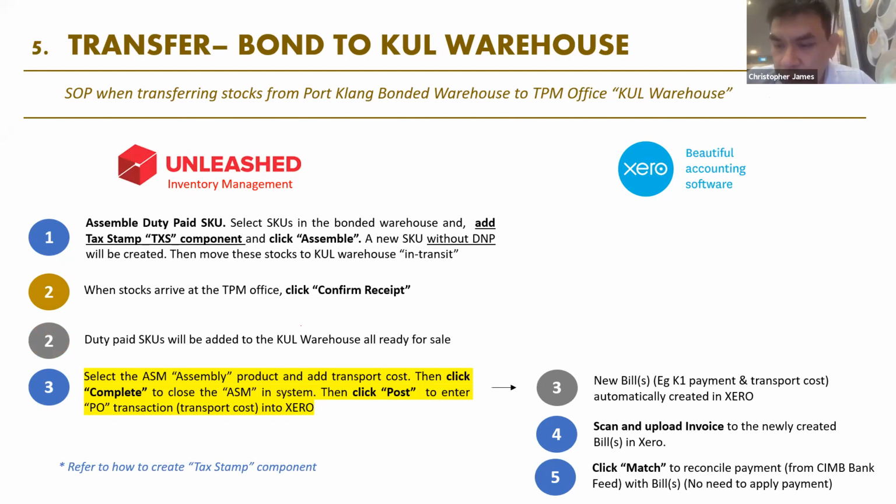What you have to do, Adeline, is to assemble the stock. Assemble means what? The stock you will see in the system, when you buy from overseas, all of them automatically, we will pick the SKU. It has DNP. DNP means duty not paid. Okay. Adeline, you are the person who arranged for the K1 check.